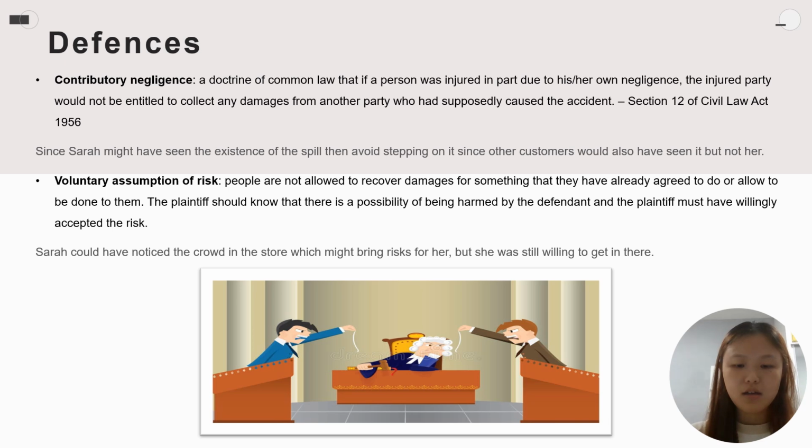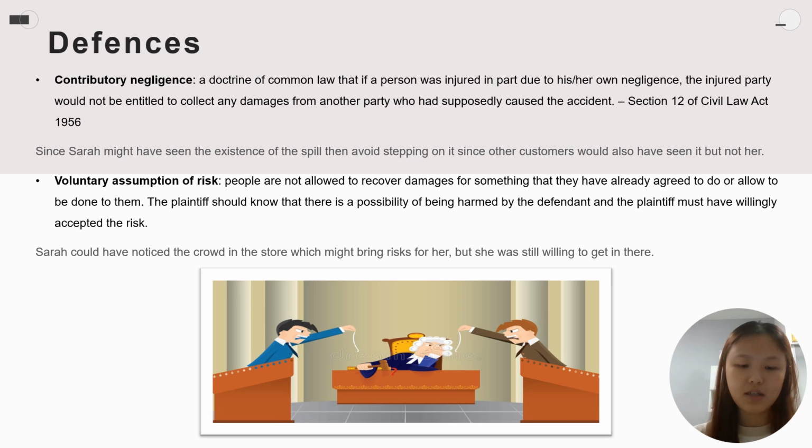However, Freshmart might argue some defenses. It may be contributory negligence, which explains that if a person was injured in part due to her own negligence, the injured party would not be entitled to collect full damages from another party who had supposedly caused the accident. See Section 12 of the Civil Law Act 1956. Freshmart will probably argue that Sarah might have seen the spill on the floor and been able to avoid slipping, since other customers would also have noticed.